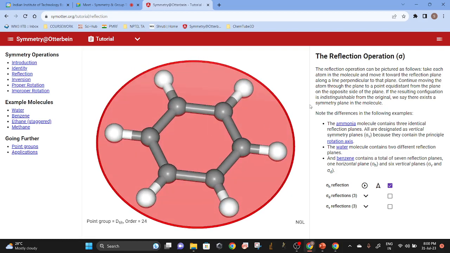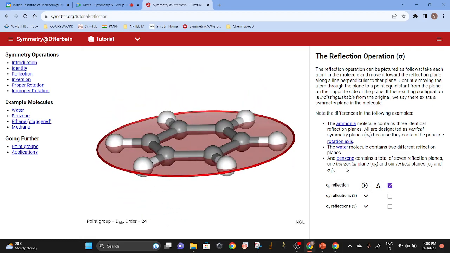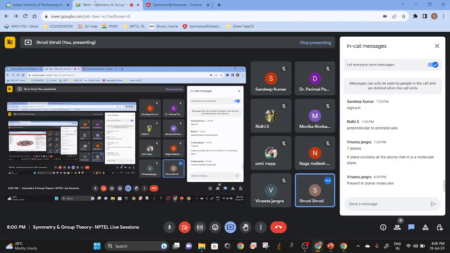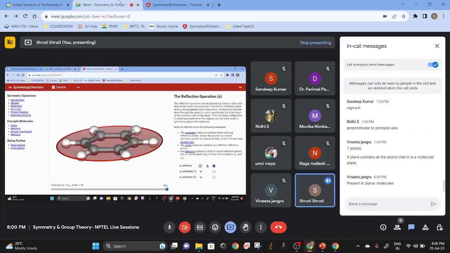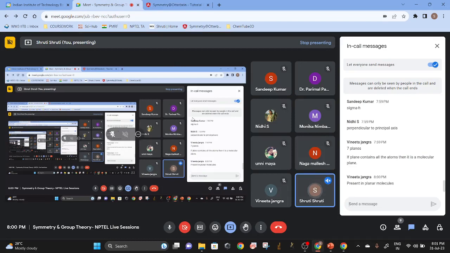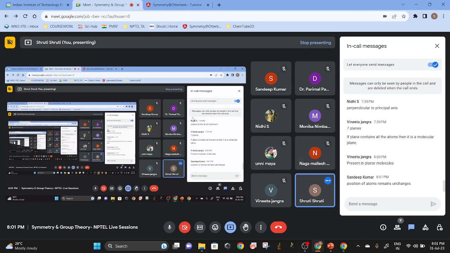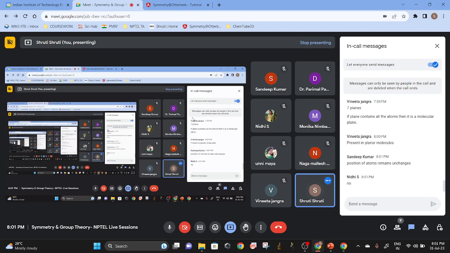This one is the first plane which benzene has. Let's see how it is reflecting. I'll keep the angle like this. Can you see anything? Why couldn't I see anything? I played the animation, right? I'm playing it again and again. Can any one of you see anything in the animation? Any change? Position of atoms remains unchanged.